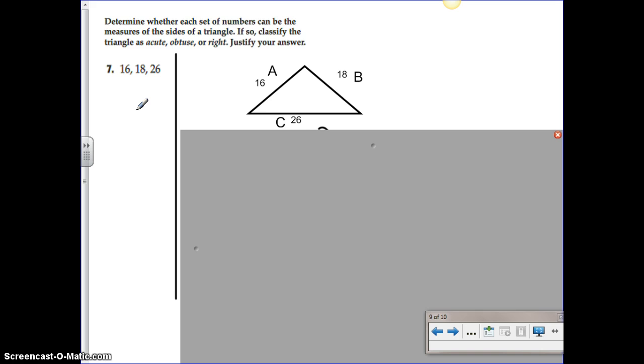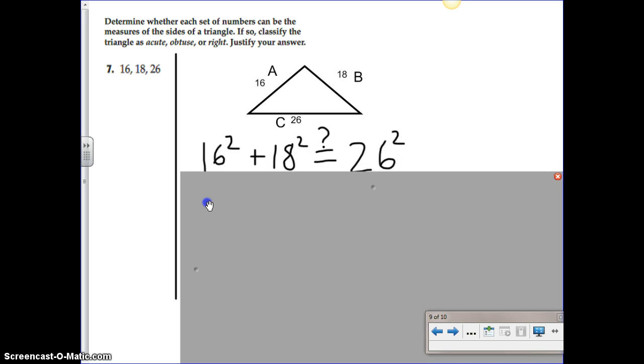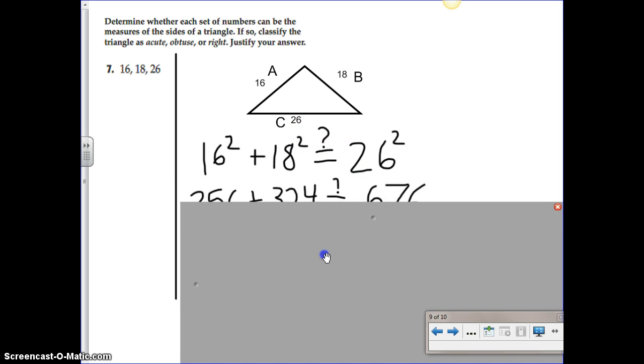So determine whether the set of numbers can be the measures of a triangle. I just set up a little drawing here to help myself visualize. And I want to know, is this going to be acute, obtuse, or right? It might appear as acute right now, but I'm not 100% sure, so I need to use the math to prove it. So I set up 16 squared plus 18 squared equals, maybe, we're not sure, 26 squared.